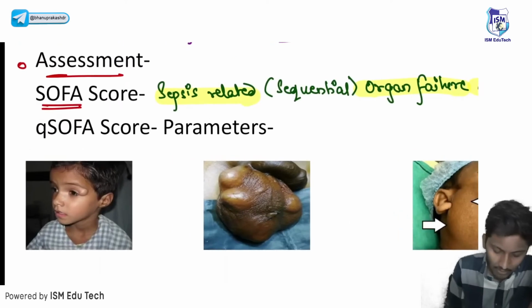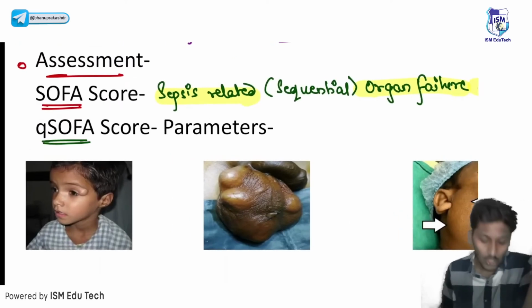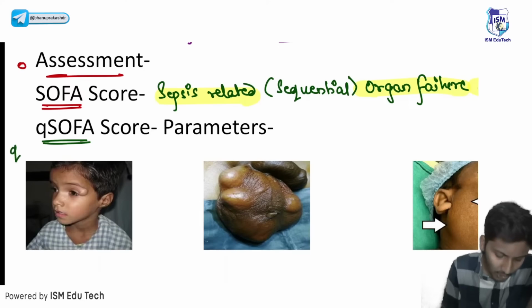The SOFA score, or Sequential Organ Failure Assessment, evaluates the severity of sepsis and the extent of organ damage. This assessment score is crucial in clinical evaluations. Conversely, the XOFA score serves as a rapid assessment tool to identify patients at risk for sepsis, incorporating parameters such as low blood pressure and altered mental status.